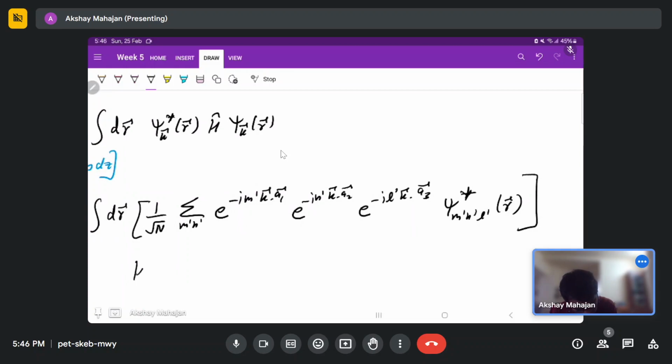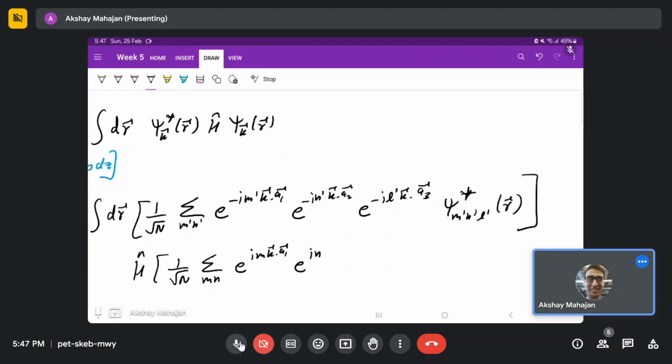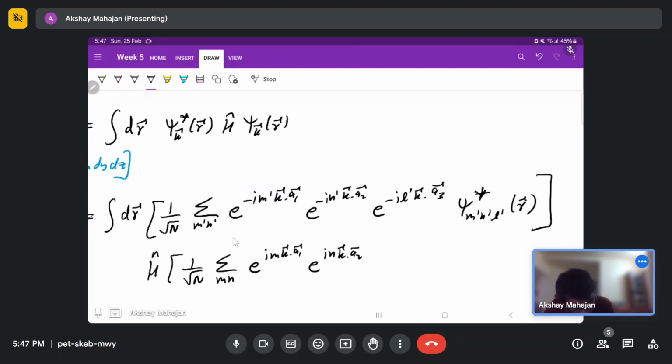Then we will have our Hamiltonian H cap, and then 1 by root N, summation over m, n, l, of e to the power i m k vector dot a1 vector, e to the power i n k vector dot a2 vector, e to the power i l k vector dot a3 vector, times psi m n l of r vector.